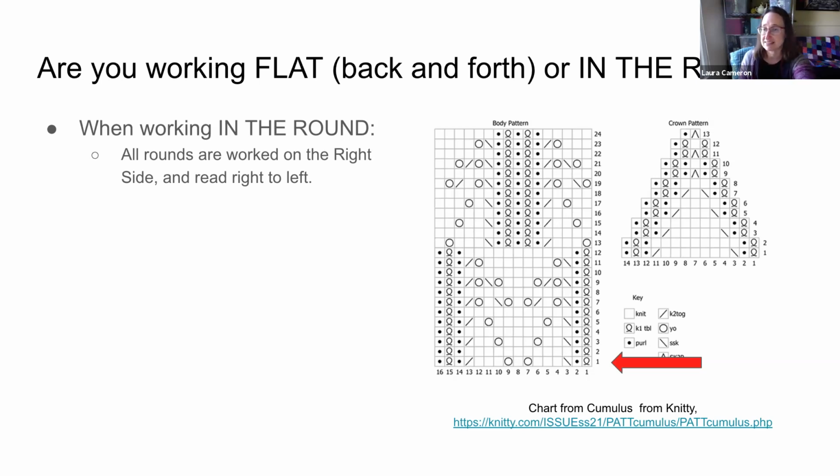So for instance, this is from a hat chart and you're going to be knitting it in the round. So you're going to work round 1 all the way around the hat, and then you're going to work round 2 all the way around the hat, and you're going to continue to go from right to left.